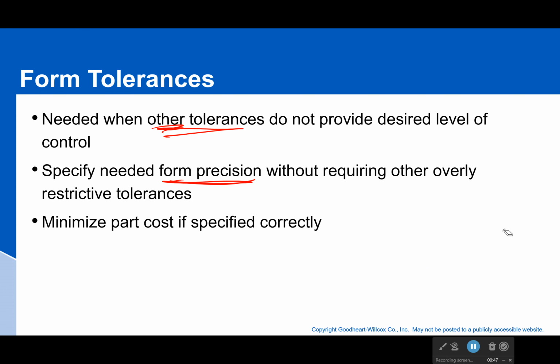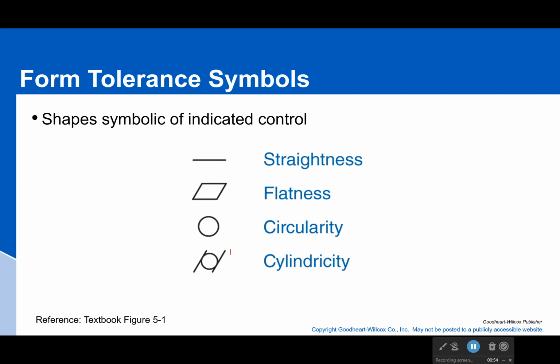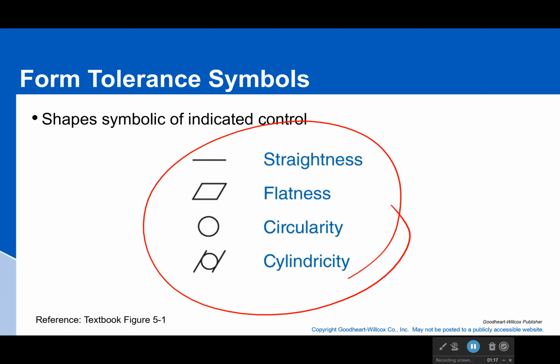Now there's 4 basic symbols. Straightness, I knew I did it wrong. I put it on its side. I knew it was different. Straightness, flatness, circularity, and cylindricity. We're going to be talking about straightness first, and we'll just do it in that same order. These are our 4 basic form tolerances. Other tolerance symbols we're going to run into will also control form, but they'll control something else as well. These just control form.